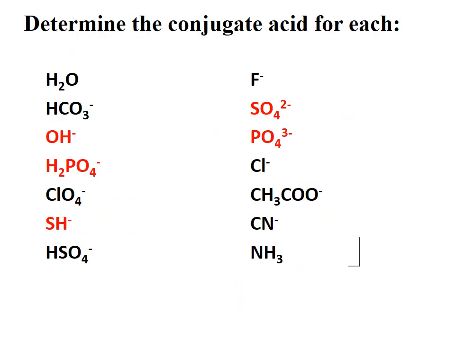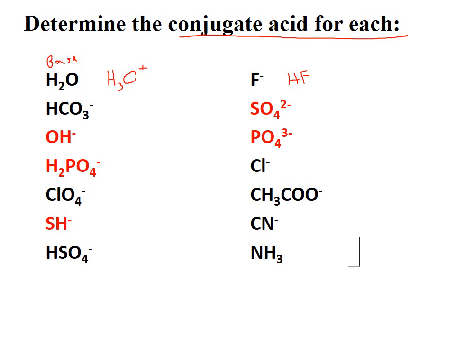So if I were to give you a substance and I asked you to find its conjugate acid, that would mean that this starts off as a base. So for example, this is a base. Its conjugate acid would have to have one more proton, because if this is a base, to become an acid you have to gain a proton so you can give that proton away. So this would be H3O plus. Over here we have F minus, so its conjugate acid would be HF.